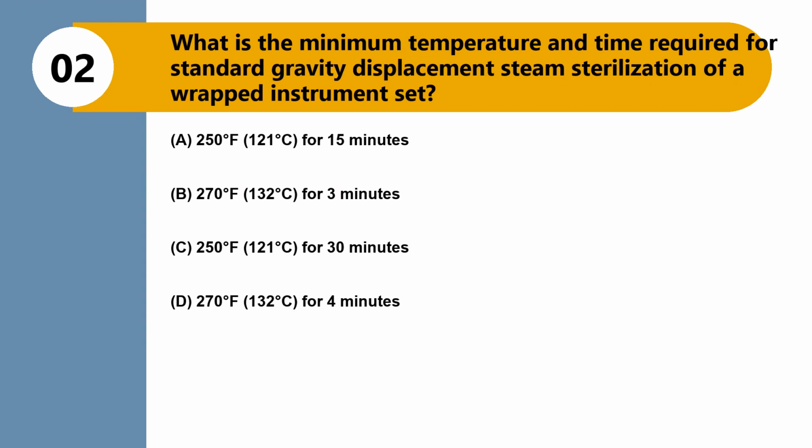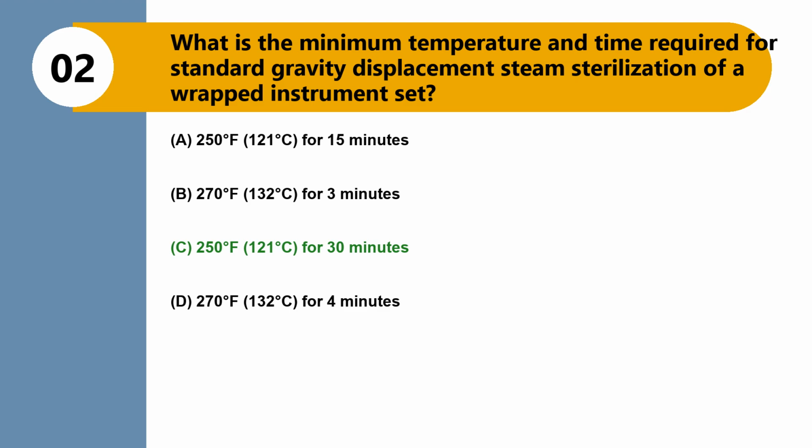Question 2. What is the minimum temperature and time required for standard gravity displacement steam sterilization of a wrapped instrument set? Option A. 250 degrees Fahrenheit, 121 degrees Celsius, for 15 minutes. Option B. 270 degrees Fahrenheit, 132 degrees Celsius, for 3 minutes. Option C. 250 degrees Fahrenheit, 121 degrees Celsius, for 30 minutes. Option D. 270 degrees Fahrenheit, 132 degrees Celsius, for 4 minutes.